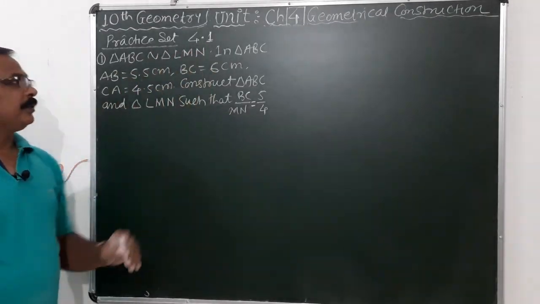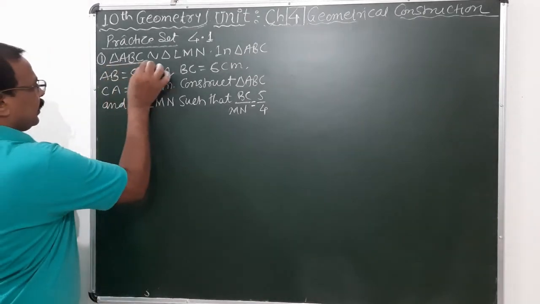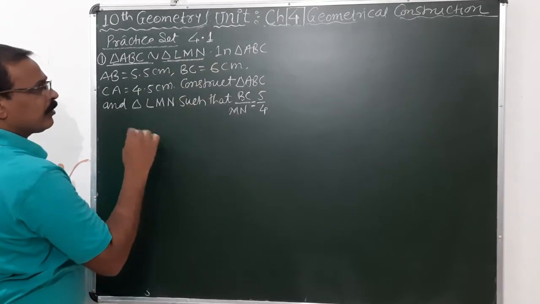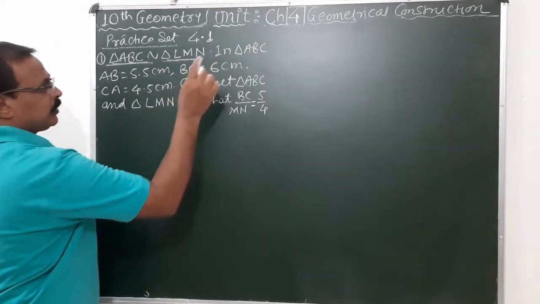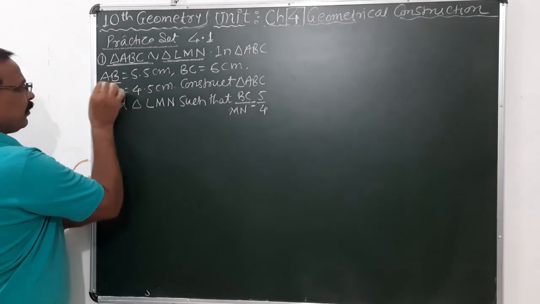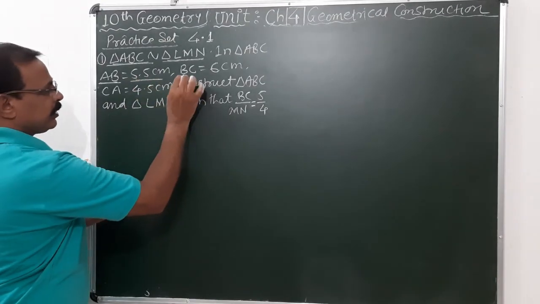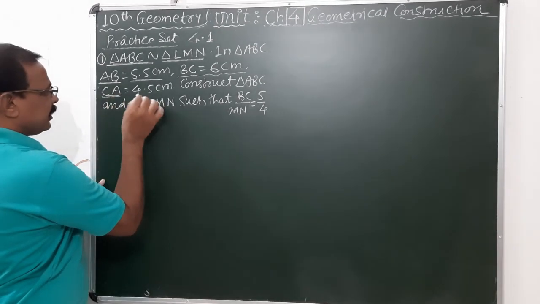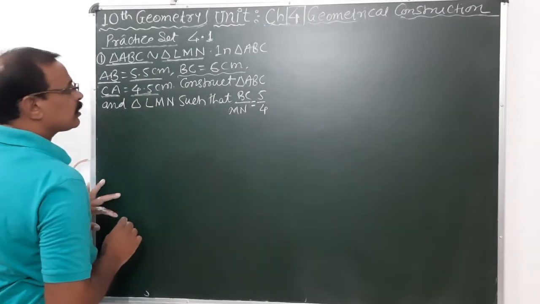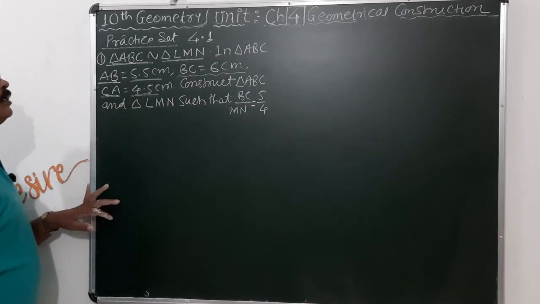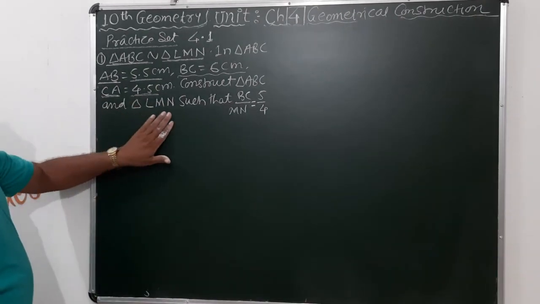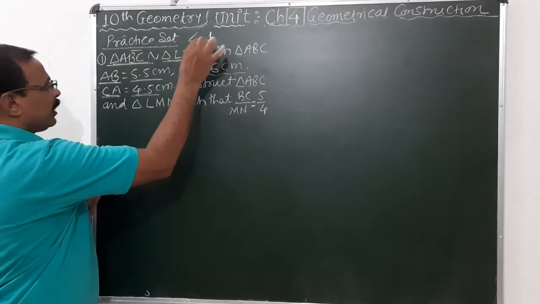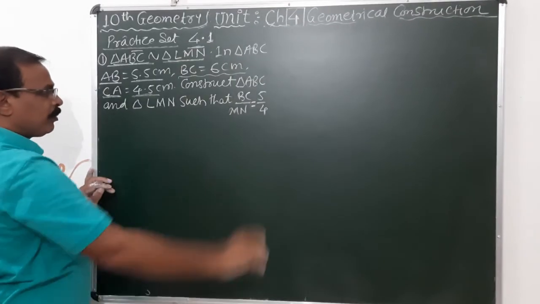Practice set 4.1. Question number 1. Triangle ABC is similar to triangle LMN is given, that we have to actually draw. In triangle ABC, the dimensions are given. AB is equal to 5.5 cm, BC is equal to 6 cm, CA is equal to what here? That is AC is equal to 4.5 cm, and construct triangle ABC as well as triangle LMN such that the ratio of their corresponding sides BC and MN is given as 5/4.